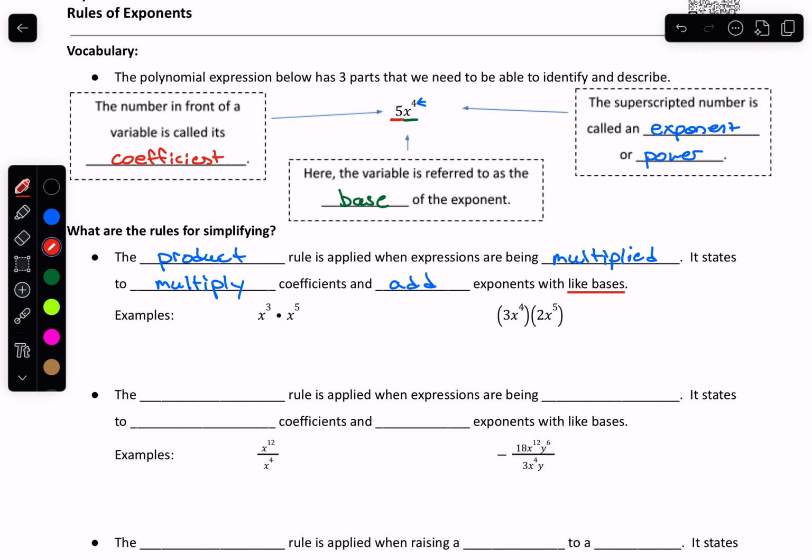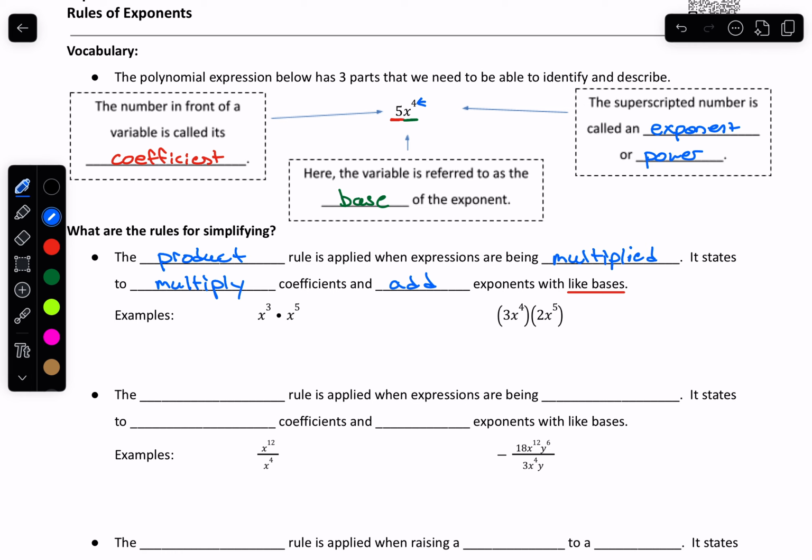In the next one, we're going to see that we have bases of both x and y, so we treat them separately. We do x's with x's and y's with y's. So just make sure you're always looking for like bases. All right, so what the product rule says is that when we are multiplying expressions with like bases, we add the exponents.